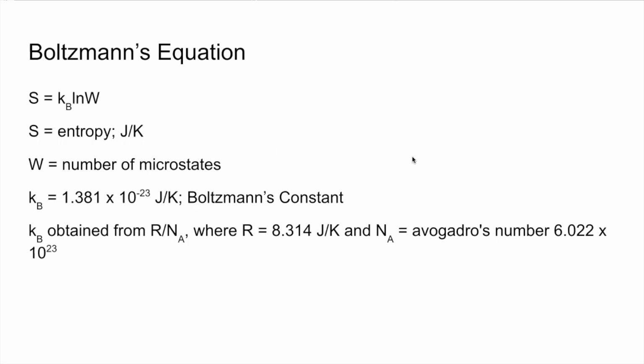S equals Kb ln W, where S is the entropy in joules per Kelvin, W is the number of microstates, Kb is 1.381 times 10 to the negative 23rd joules per Kelvin, or Boltzmann's constant, and Kb can be obtained from R divided by Na, where R is equal to 8.314 joules per Kelvin, and Na is Avogadro's number, 6.022 times 10 to the 23rd.